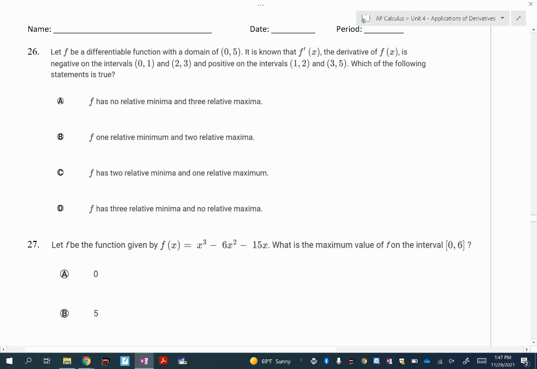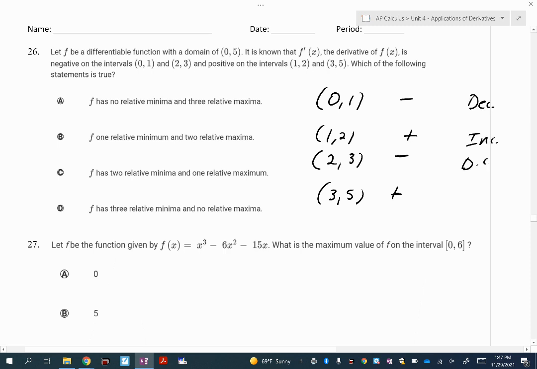All right, so we have f is a differentiable function, the domain 0 to 5. If we know that f prime of x, the derivative, is negative on the intervals, so let me do my intervals again here. So 0 to 1 is negative, 2 to 3 is negative, 1 to 2 is positive, and 3 to 5 is positive. So that means my conclusion would be that the original function is decreasing, increasing, decreasing, and then increasing. Okay, so that means we're looking at how many relative minimum and maximum.